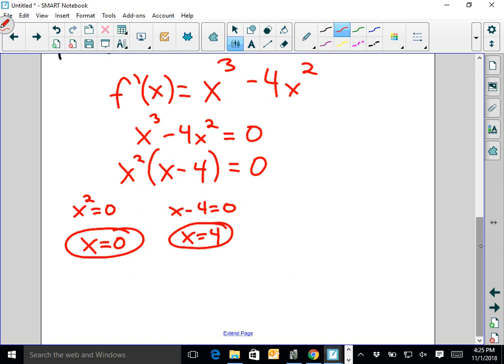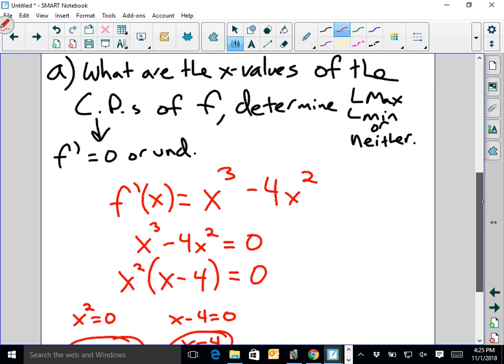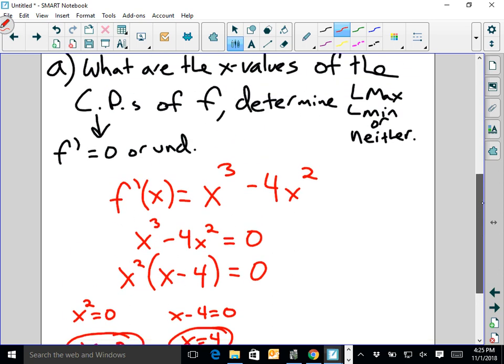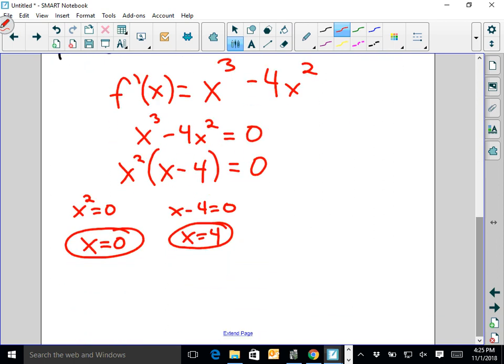Now I want to determine if we have a local min, a local max, or neither at these points. Well, to determine that, I need to know how does f prime switch, or does it even switch, at these x values. So what I want to do is make an f prime number line and graph my two zeros. So I'm going to plot 0 here and 4 here. Now I want to test numbers to the left of 0, between 0 and 4, and to the right of 4. So doing so, I'll test -1 first.